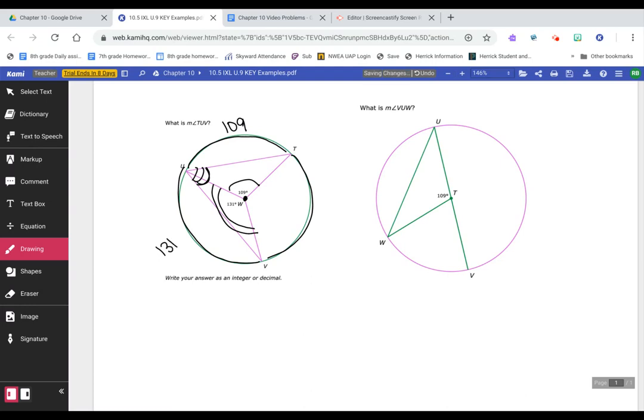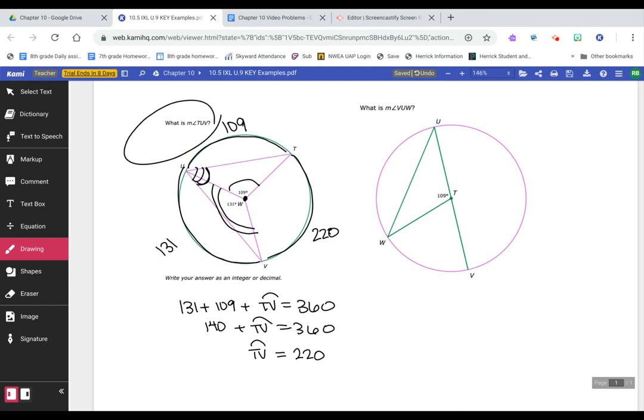So now an entire circle is 360 degrees. So if we have 131 plus 109 plus arc TV is equal to 360, we end up with 240 plus arc TV is 360. When we subtract the 240, we get that that arc is equal to 120. So if this is 220, the measurement of the inscribed angle TUV is going to equal half of that, so 110 degrees. Okay.